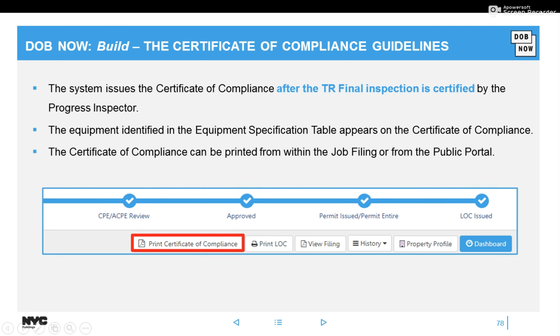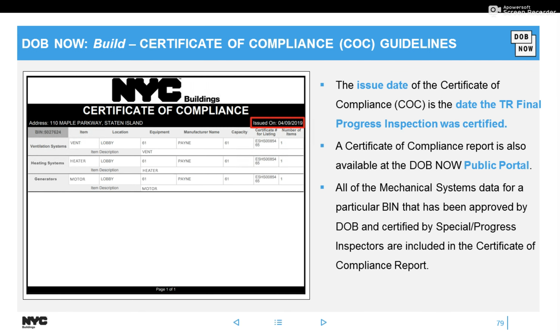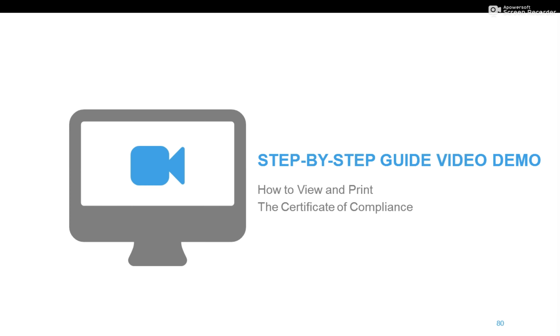So the CUC button to be displayed will be right below the status bar, and you'll be able to see it from within the job filing or out on the public portal, and I will show you that at the end of the session. The inspection date will be the issue date on the certificate of compliance, and in this example you would see all the devices that I added. The information for it is listed here because I said yes when I was completing the job filing.